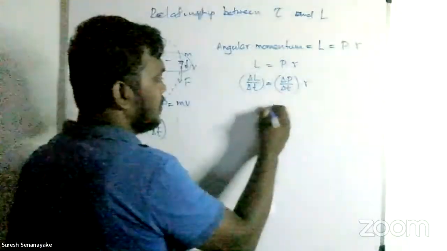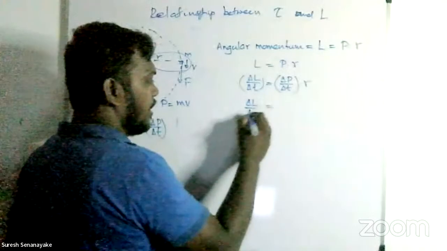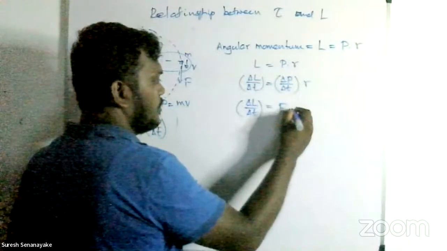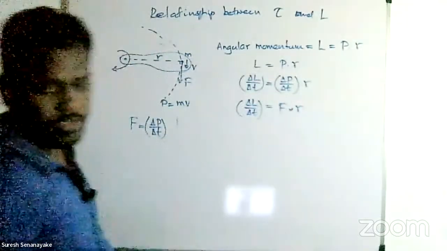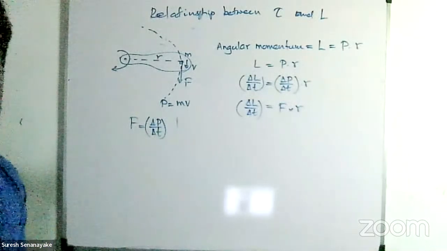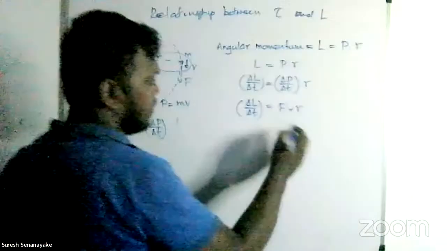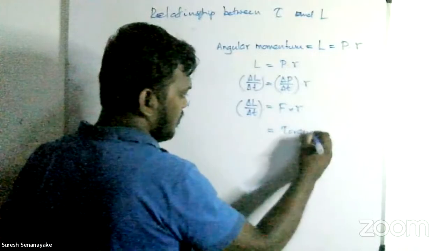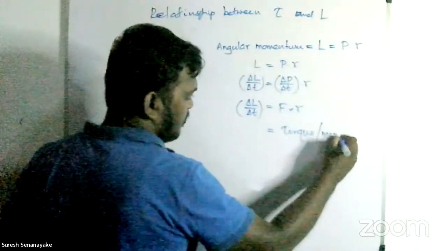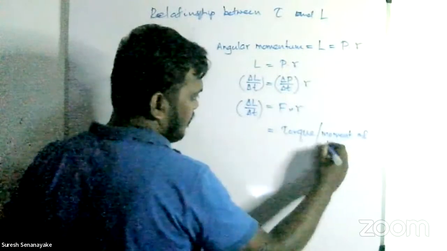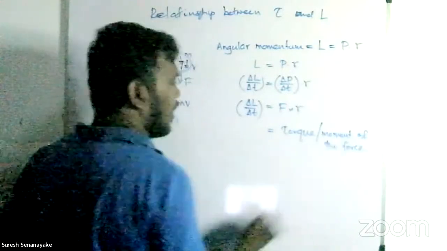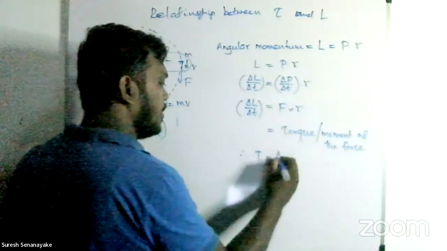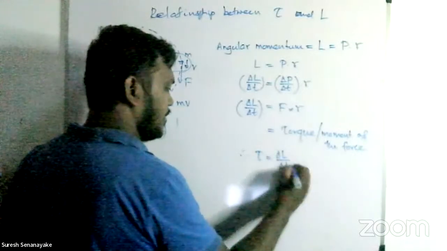Then you can write this as delta L over delta t, the rate of change of the angular momentum. That's equal to force into distance. So this is the moment of the force, so it's called the torque. Clear? So this is torque or moment of the force. Therefore, we can say that torque is equal to delta L over delta t.